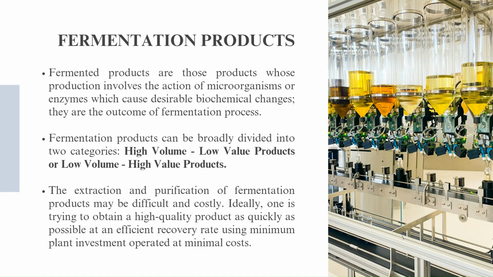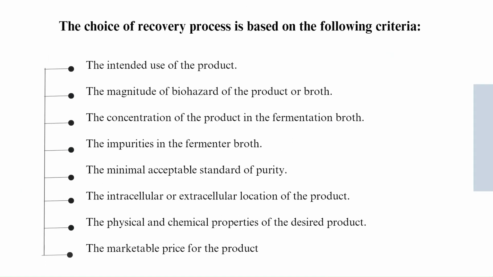Ideally, one is trying to obtain a high-quality product as quickly as possible at an efficient recovery rate, using minimum plant investment and operating at minimal costs. The choice of recovery process is based on the following criteria: the intended use of the product, the magnitude of biohazard of the product or broth, the concentration of the product in the fermentation broth, the impurities in the fermenter broth, the minimal acceptable standard of purity, the intracellular or extracellular location of the product, the physical and chemical properties of the desired product, and finally, the marketable price for the product.